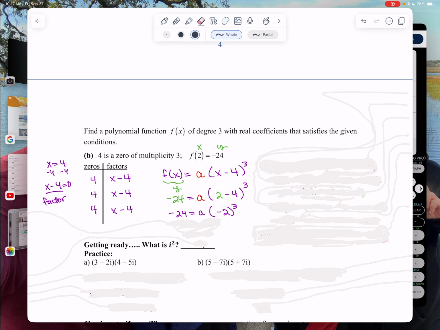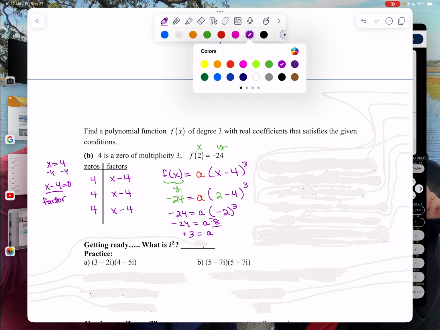So negative 24 is a times whatever negative 2 to the third power is. And again, that's just going to be negative 8. Negative 2 times negative 2 times negative 2. And then I'm going to divide. I didn't show that in my steps, but I would just divide by negative 8 on both sides, right? And I'm going to get a is 3. Thankfully, it is not a fraction, right?